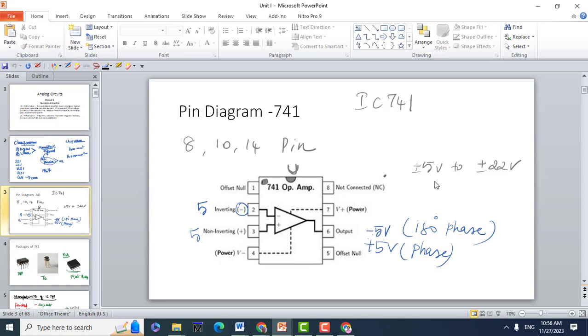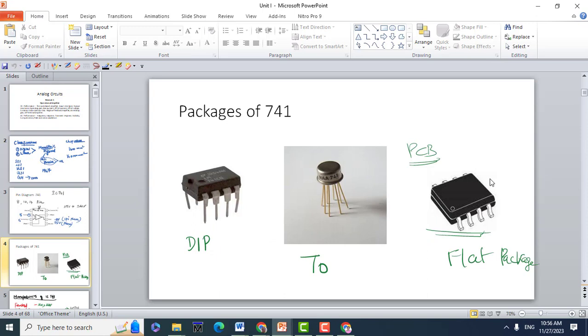So the input range that can be given and the output range that can be obtained is plus or minus 5 volt to plus or minus 22 volt. Okay. So this 741 can also be available as an 8-pin IC, 10-pin IC and 14-pin IC also. But what we see here is an 8-pin IC. Okay. So what are all the packages available? It is dual inline package, TO package, and the PCB flat package, meaning you'll be soldering it on a PCB, so you won't be getting a DIP sort of thing. You'll be having a flat package here.